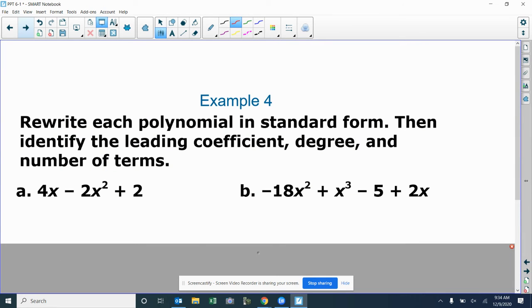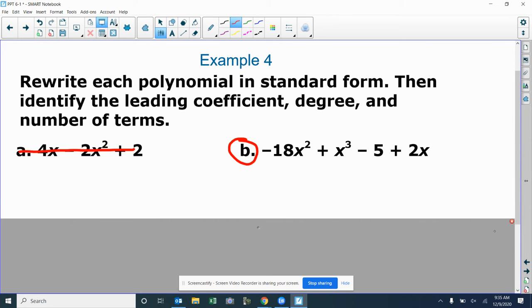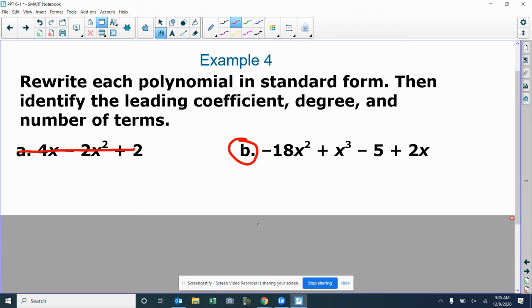Let's just do B. We're not going to do A. Same thing. See if you can get B in standard form. Put B in standard form for me.